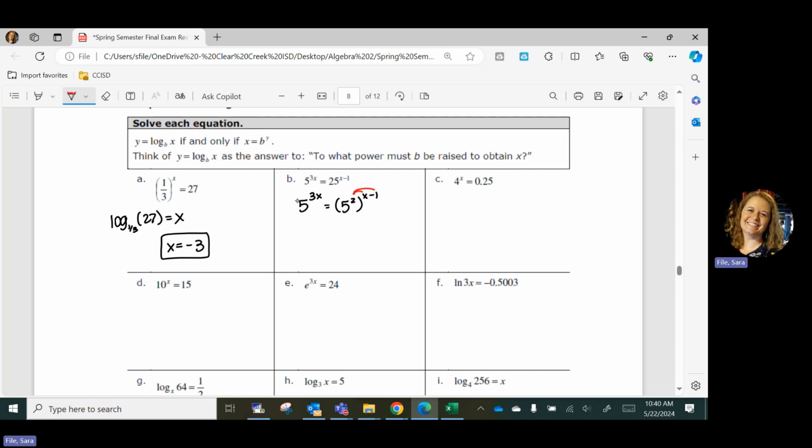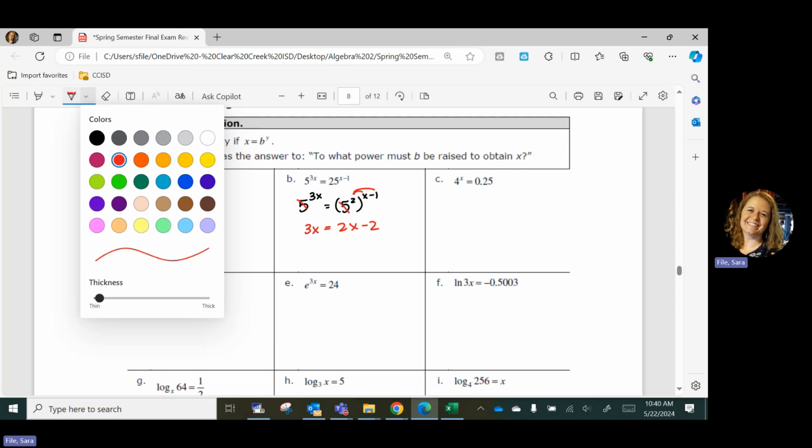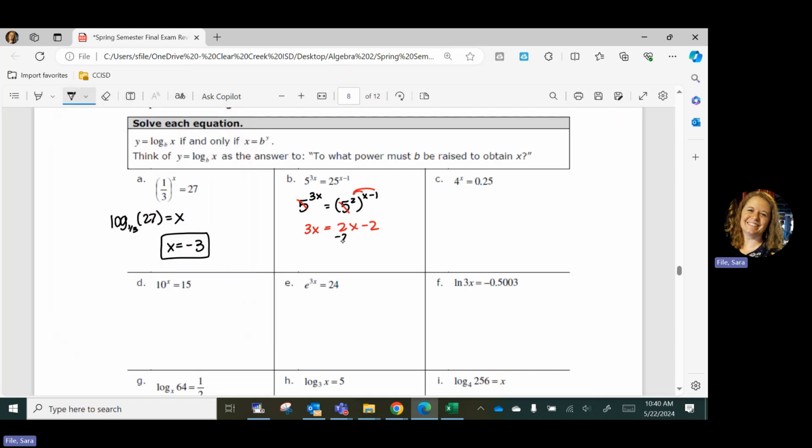So that means we can essentially just drop the bases and look at the exponents. So that's just going to be 3x equals 2x minus 2. And then I'm going to solve for x. So I'm going to get my x's to one side. I'm going to move the 2x over by subtraction, which is going to leave me with just x equals -2.